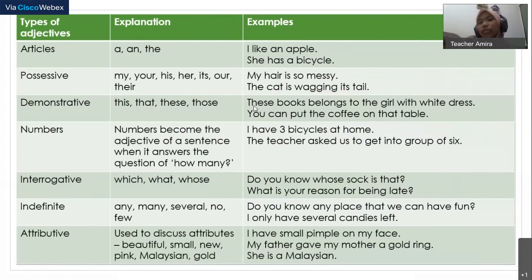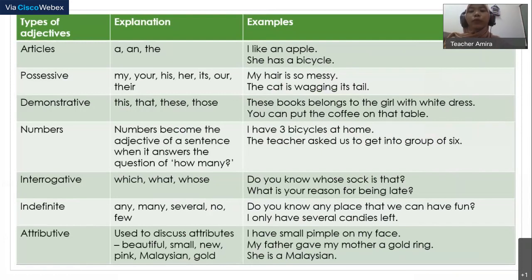So these books belong to the girl with the white dress. So these books, okay? We are talking about the books, these books. I don't have any other books, so let's pretend that this is also a book. So these books belong to the girl with the white dress. White is also an adjective, but we are talking about the books here. We are using the demonstrative adjective. So yeah. Understand? Okay, so far, good.